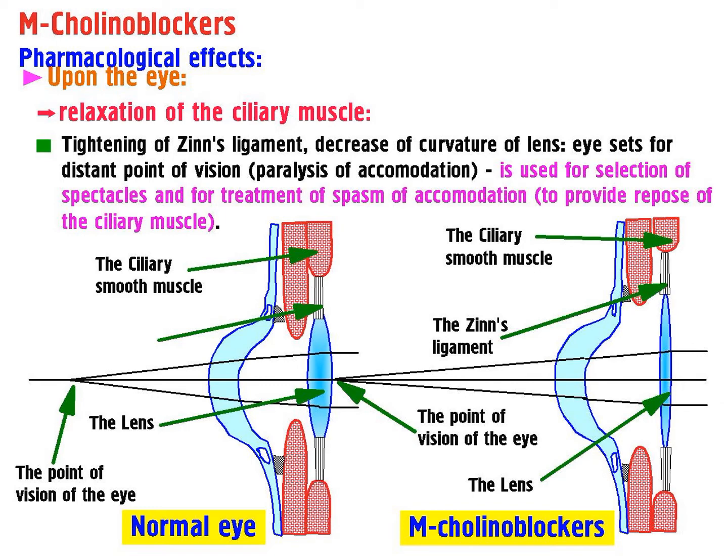Also, M-cholinoblockers produce a relaxation of the ciliary muscle of the eye. This leads to tightening of Zinn's ligaments and decreasing the curvature of our lens. In this condition, our eye sets for a distant point of vision, and this situation is called paralysis of accommodation. In clinical practice, it is used for the selection of eyeglasses and for the treatment of spasm of accommodation.